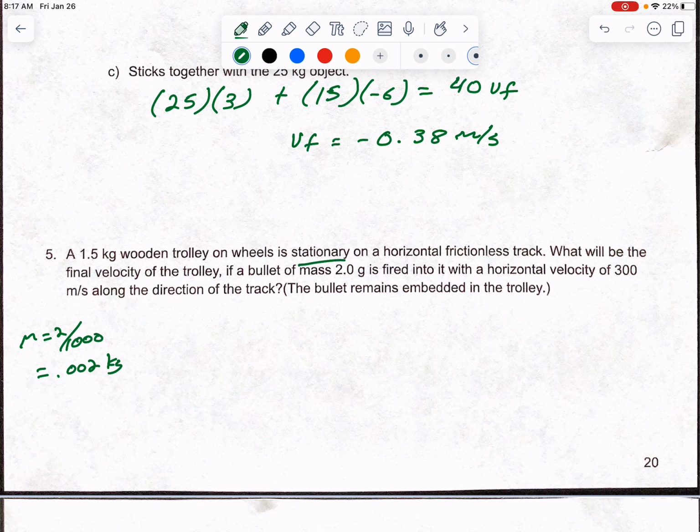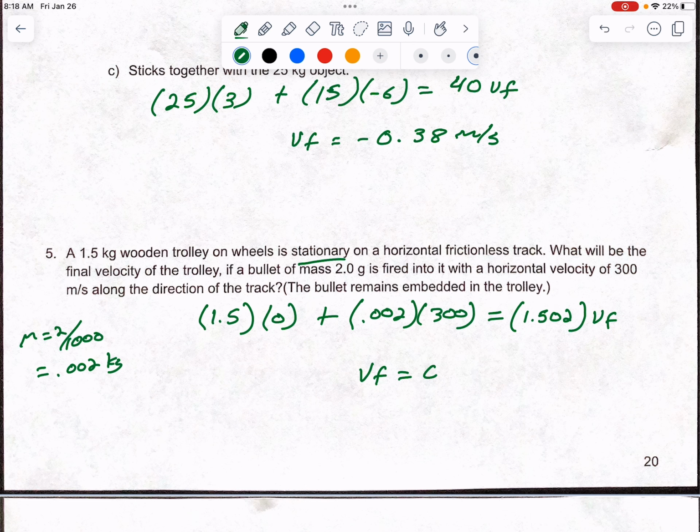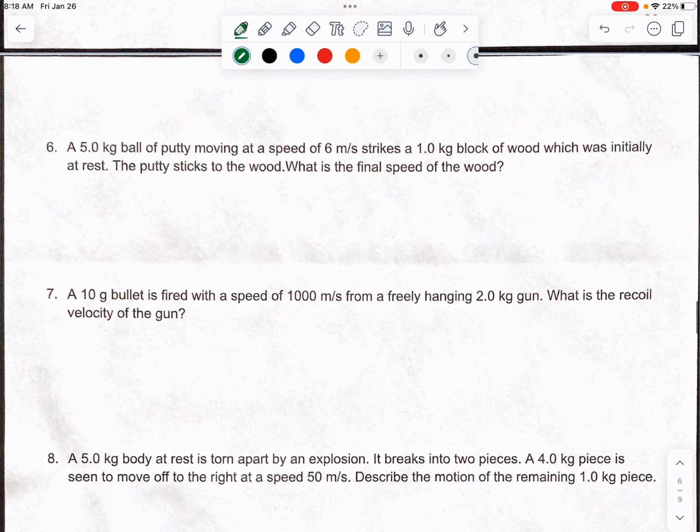So this would be M1 times V1, so 1.5. The 1.5 kilogram trolley is sitting there doing nothing, so that's 0 for your velocity, plus my mass is 0.002 for the bullet, moving at 300 meters per second, equals, and now they're stuck. So I'm going to combine their masses, which would be 1.502. We want to know the final velocity once they're stuck. Solve for VF and you should get a final velocity of 0.40 meters per second. Okay, number 6.